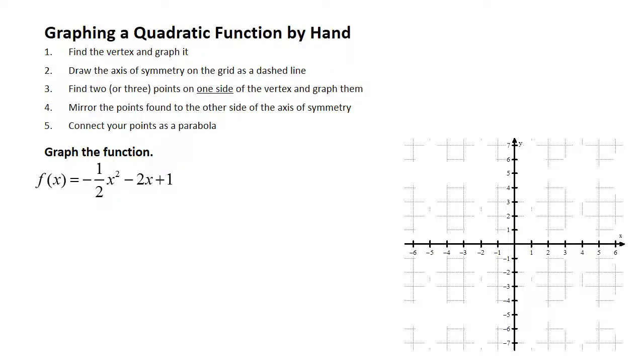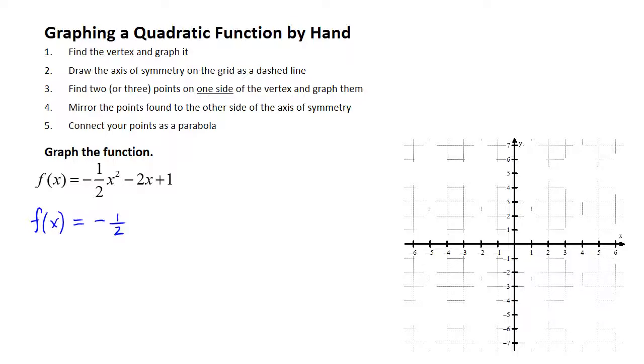Let's look at one more example of graphing a quadratic function by hand. This time, instead of finding the vertex with the formula, we'll find the vertex using the completing the square process. So to start, we have a coefficient a of -1/2 in front of the x squared term. It's important in the completing the square process that we take that out of the x terms.